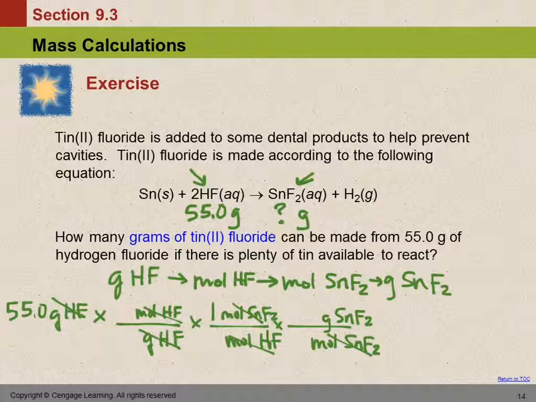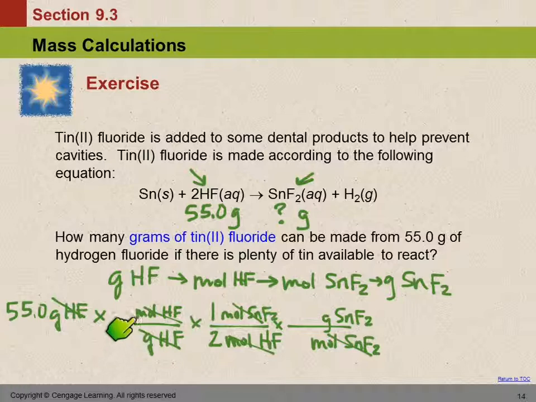And what's in front of the HF? A 2. So I'm going to write a 2 in here. So in this center term, it's coefficients from the balanced chemical equation. Now set the balanced chemical equation aside in your mind and don't go back to it. You're done with it. Now we need molar masses.